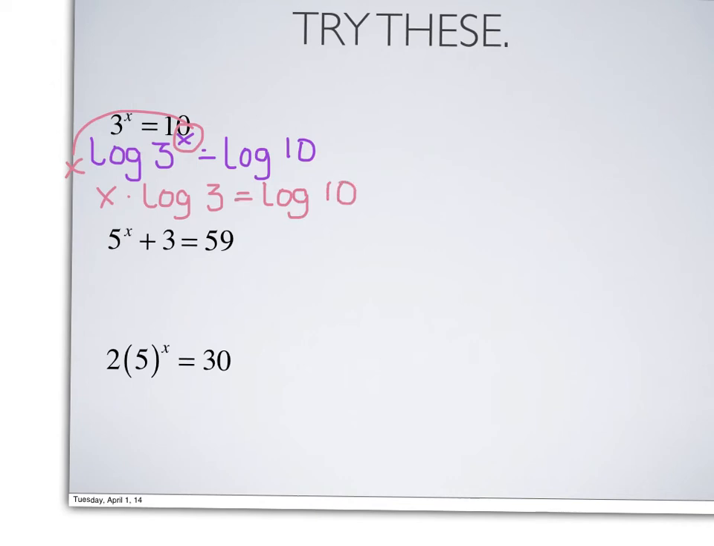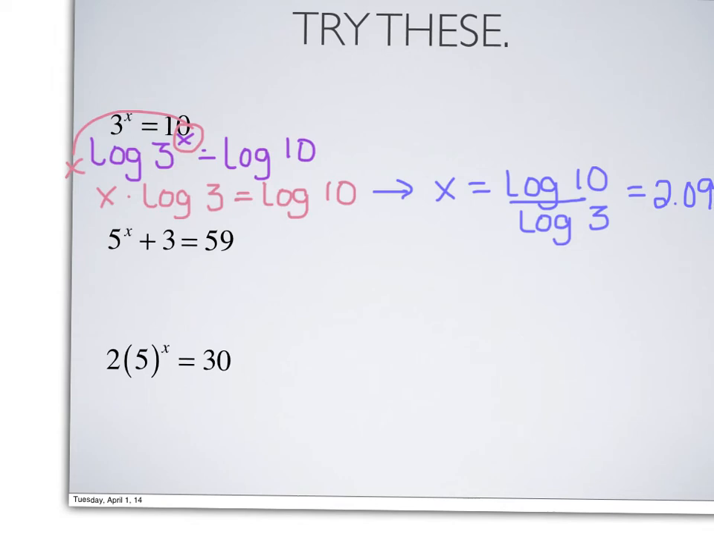Okay? And then if I want x by itself, I need to get rid of log 3, so I'm going to divide by log 3. So x would end up being log of 10 divided by log of 3, which equals, gosh, I don't know. Okay, track down a calculator, comes out to like 2.09.